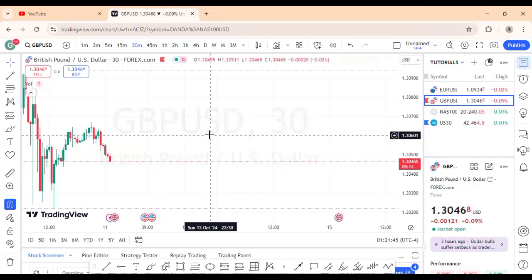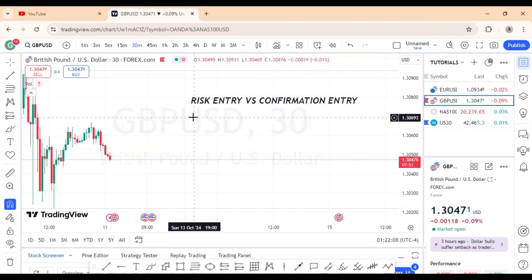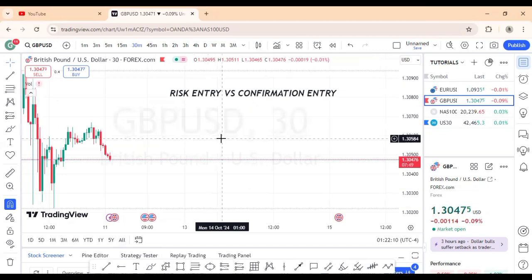Right? So today we're going to be talking about something very important, and that is weighing the pros and cons of risk versus confirmation entry, right? And I'm talking about risk entry versus confirmation entry, right? So yesterday I talked about a very powerful topic, the inducement engineered liquidity model, right? So today we're talking about risk entry versus confirmation entry.